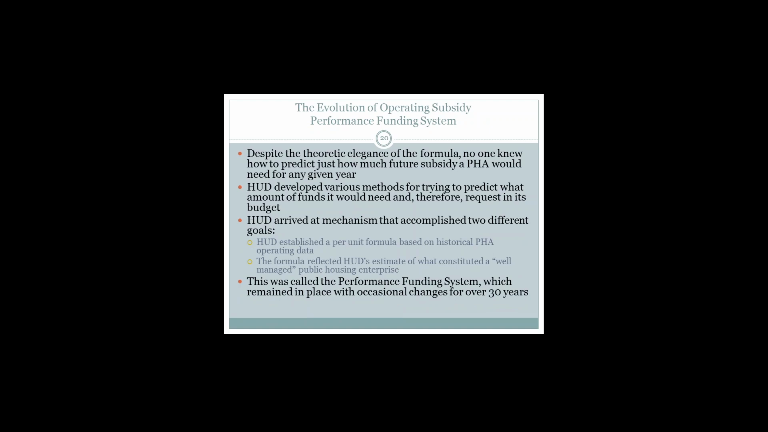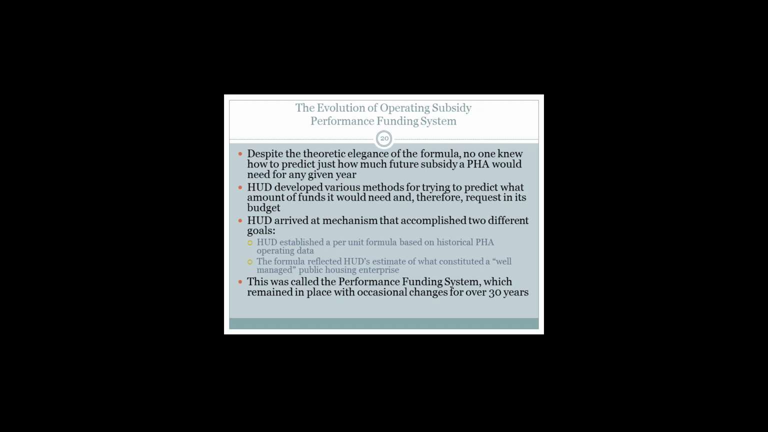The question was how to predict just how much future subsidy a housing authority would need for any given year. And that became a challenge. So basically they decided to establish a per unit formula based on some historical PHA operating data. And the formula was balanced to be a well managed public housing authority. And this was called the performance funding system. And this remained in place with very minor changes for more than 30 years.